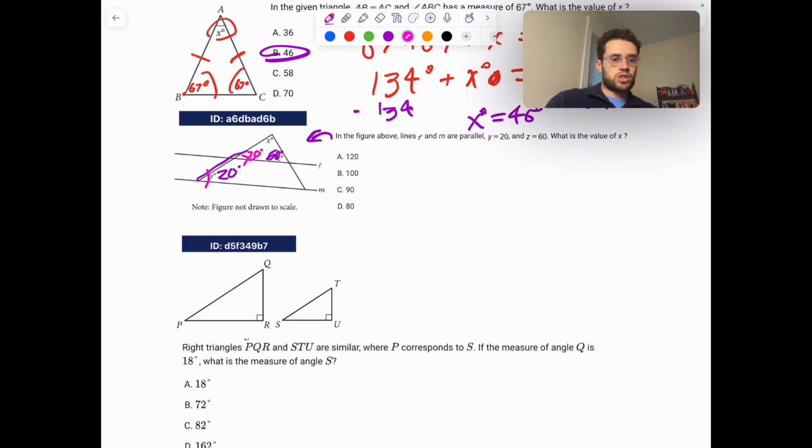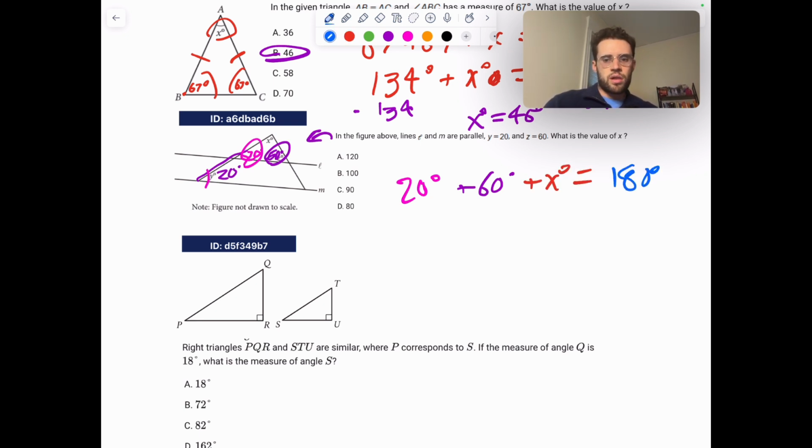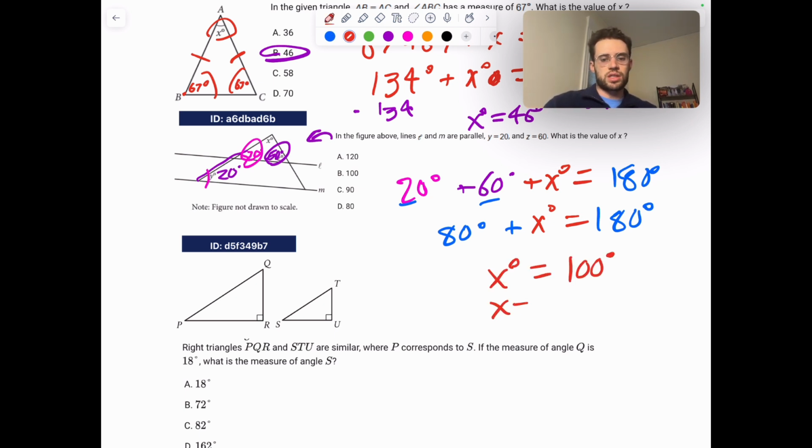We have this 20-degree angle plus the given z, which is 60 degrees, plus x degrees, all adds up to 180 degrees. So 20 plus 60 gives us 80 degrees. 80 plus x degrees is equal to 180. Now we can think what plus 80 makes 180, or just subtract 80 from both sides. Either way, it will give you that x degrees is equal to 100 degrees, so x equals 100.